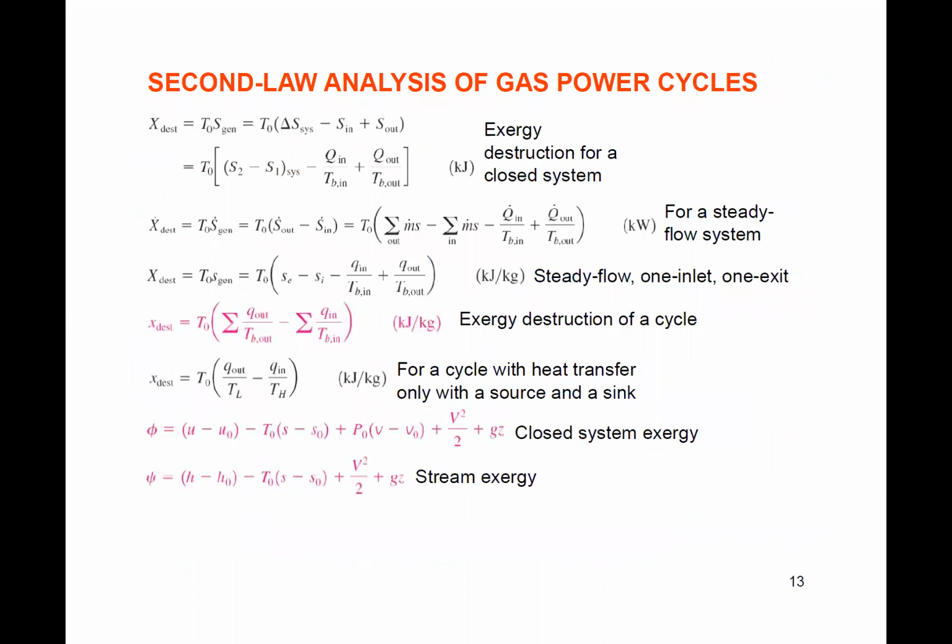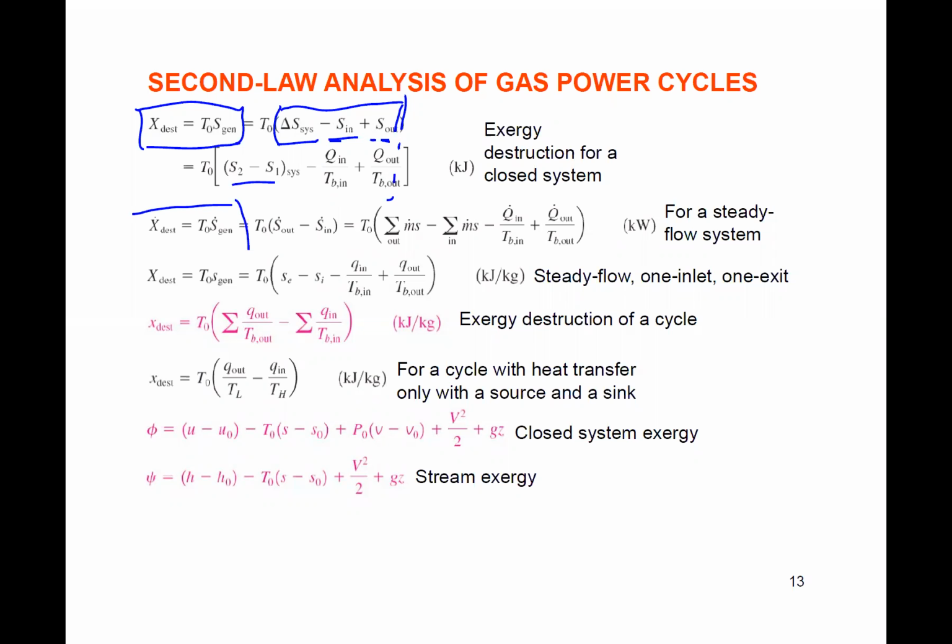All right, so here is the second law analysis of the gas power system. So really, this is just chapter 8. They're just putting chapter 8 equations here and substituting things together. So they just did X destroyed equals T naught S gen, and then they just put in the entropy balance for S gen. And now for closed system, they did it again here with heat in and heat out. So they just expanded S in and S out. So they're just re-putting in the equations from chapter 8.